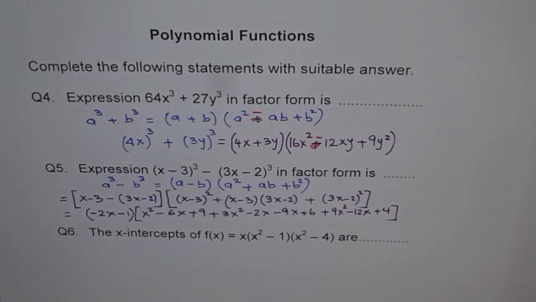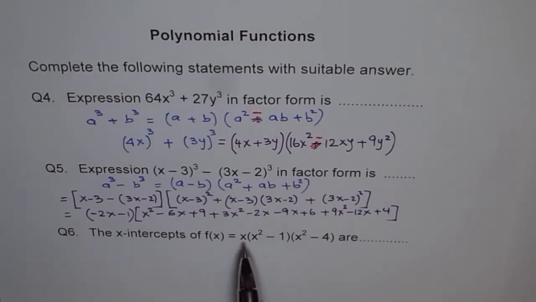Okay. Now let's move on to question number 6. The x-intercepts of f of x are: f of x is equal to x times x square minus 1, x square minus 4. So all the x-intercepts. Now the idea of having this question here was, why do we factor? Most of the time when we are factoring, we are trying to solve a polynomial equation where something is equal to, let's say, 0 or something like that, right? Now factoring helps us to solve those kinds of equations.